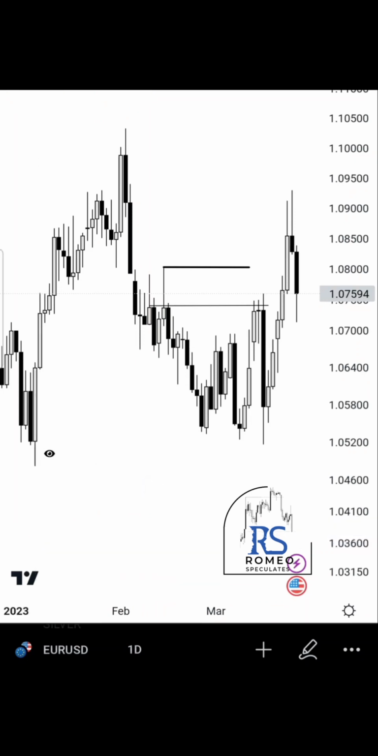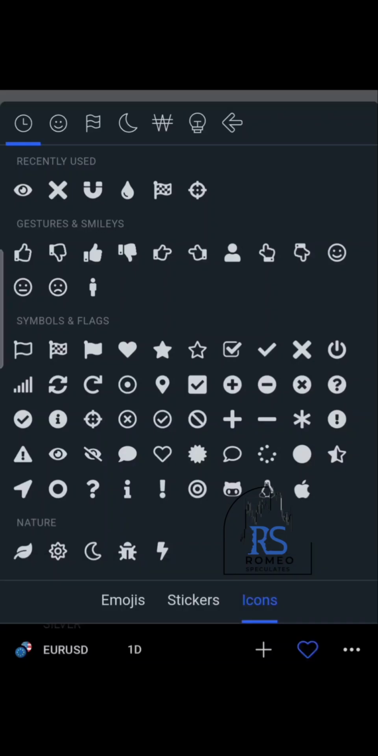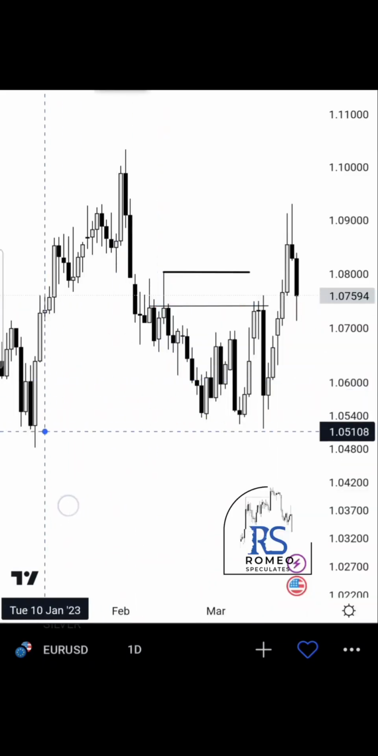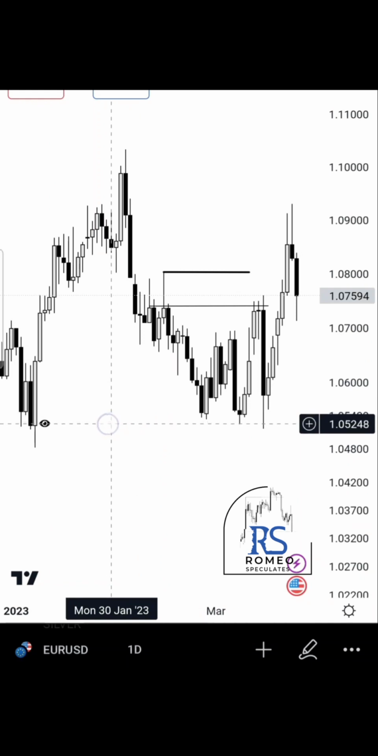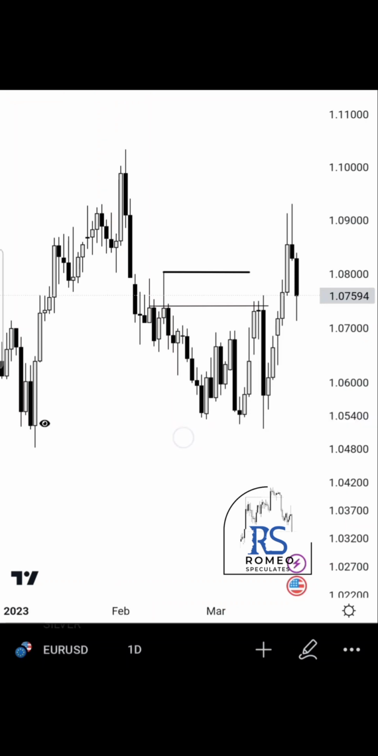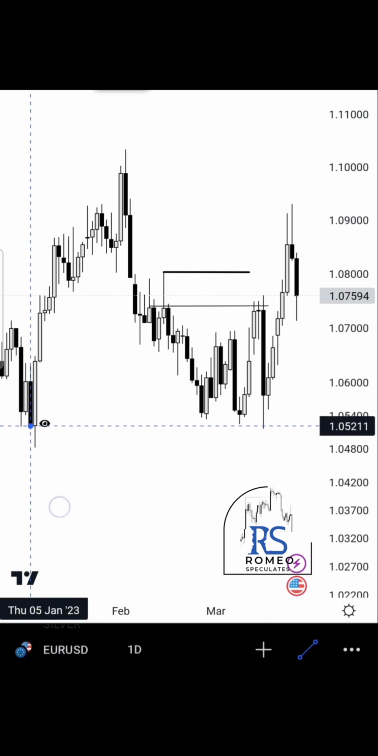So within the previous 60-day data range, we have this rejection block, which has not been touched yet. All right? Over here. As you can see, it's not been traded to yet. We barely came close to it, and then we rallied. And here's a little observation.